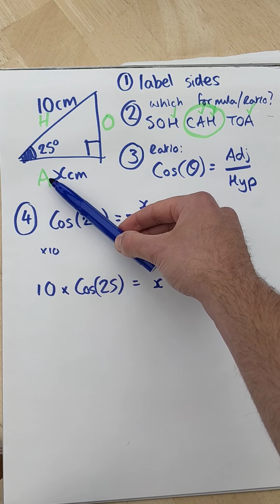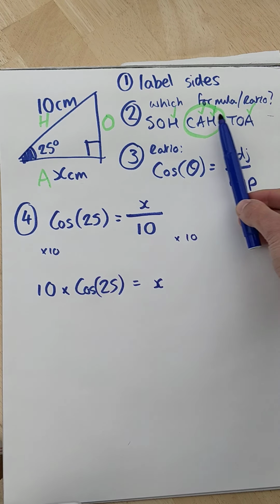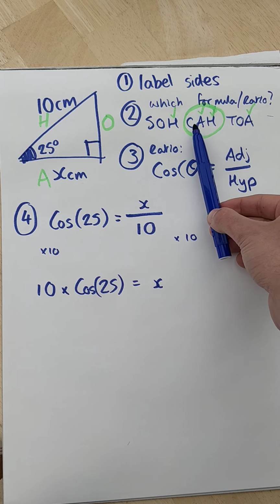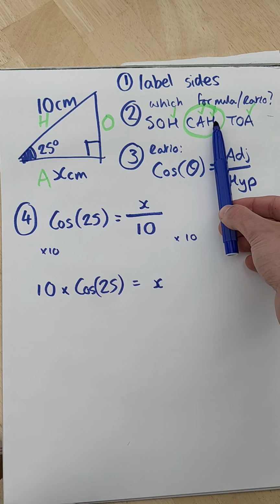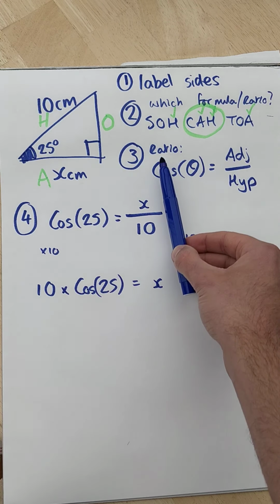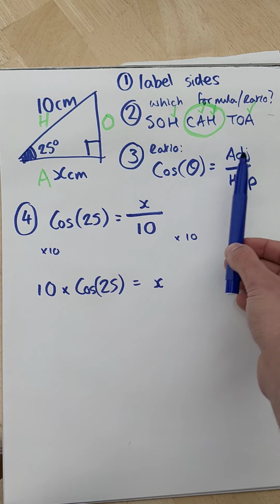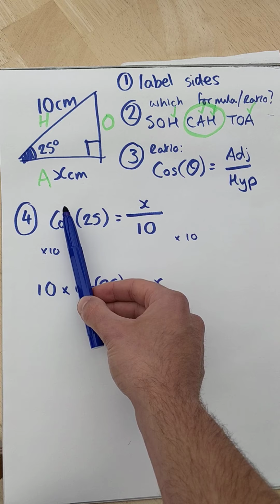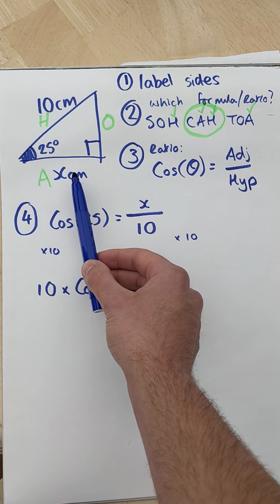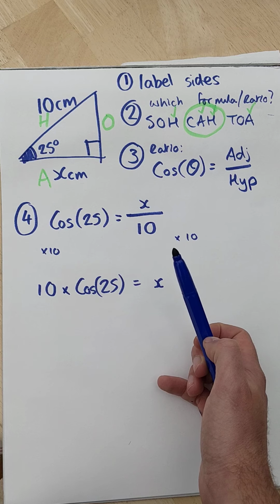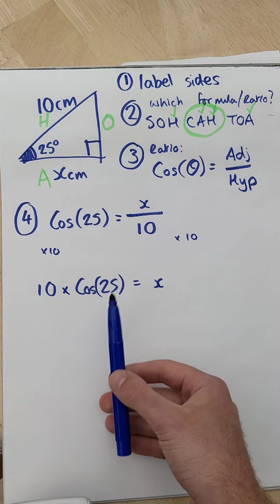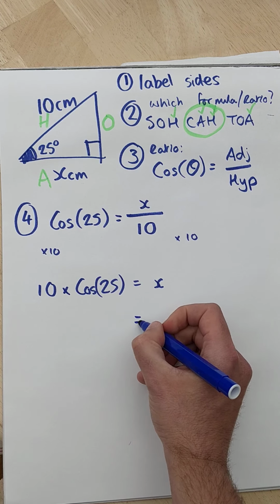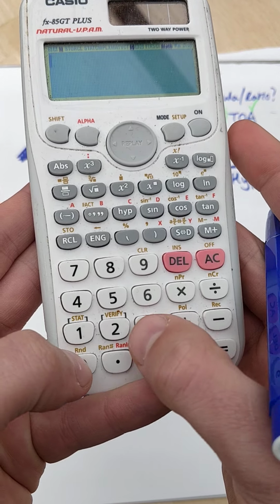I'm trying to find my adjacent, so which one of these relates to the adjacent as well? Tan also does, but I've got nothing to do with my opposite there. Cos relates to both the adjacent and the hypotenuse, so I'm going to need to use that one. So this is the cos ratio. Cos 25 is equal to this side divided by that side. If I times both sides by 10, I get this x on its own, so I can work it out. To work it out, all I do is type it onto a calculator.